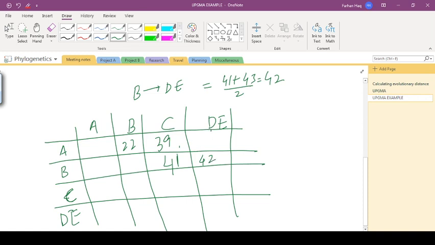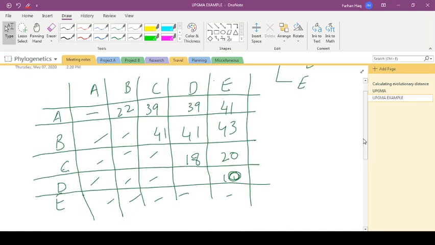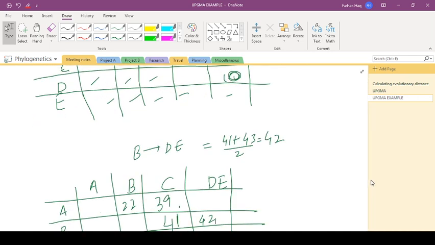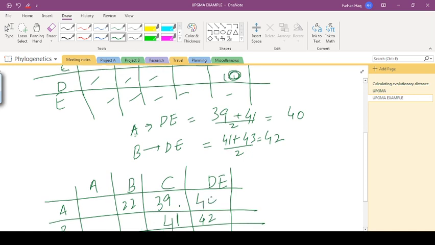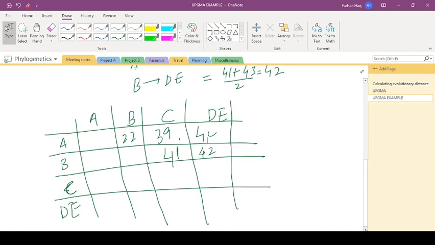Oh, I mixed up the previous one. If you look in the previous matrix, the distance between A to D and E: the distance of A to D was 39 and the distance of A to E was 41. So we divide by 2 and the actual distance is 40. So we write here 40, right? In this way the new matrix is filled, and the last one is missing here.